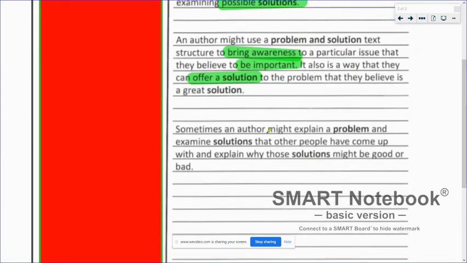Moving down, sometimes an author might explain a problem and examine solutions that other people have come up with and explain why those solutions might be good or bad. So it doesn't just have to be the author giving solutions, they might examine other people's. So we'll put, might explain solutions that other people have come up with. And they might talk about whether they think they're good or bad solutions.